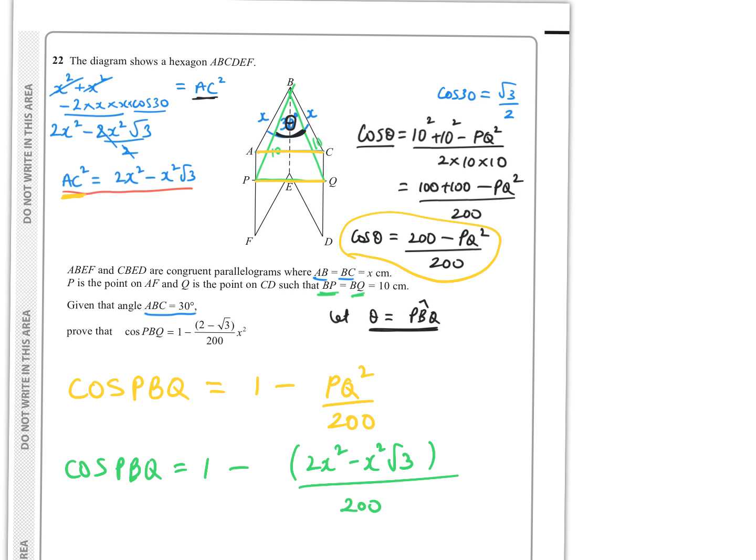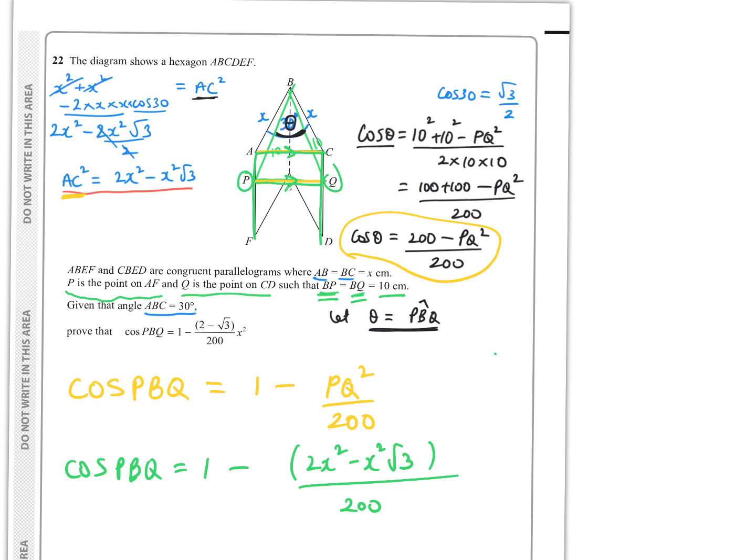Now I did assume that AC equals PQ, but because P is the point on AF and Q is the point on CD, and BP and BQ are both 10, they're going to be on the same level. And if P is on AF and Q is on CD, then they're going to be at the same level, which means they are going to be parallel to each other. So AC and PQ are also parallel. So let's just see if we've got the answer now.